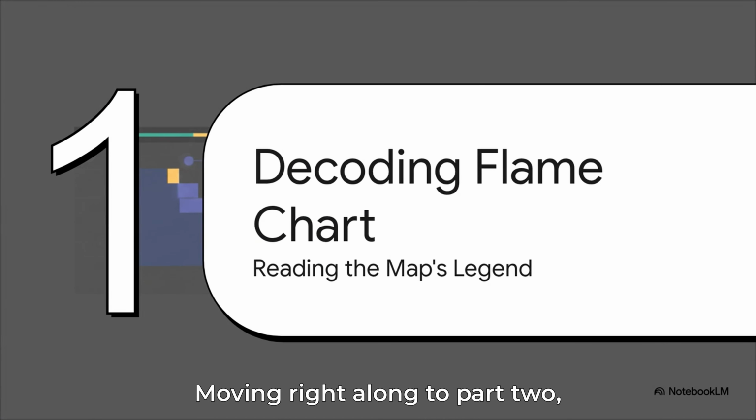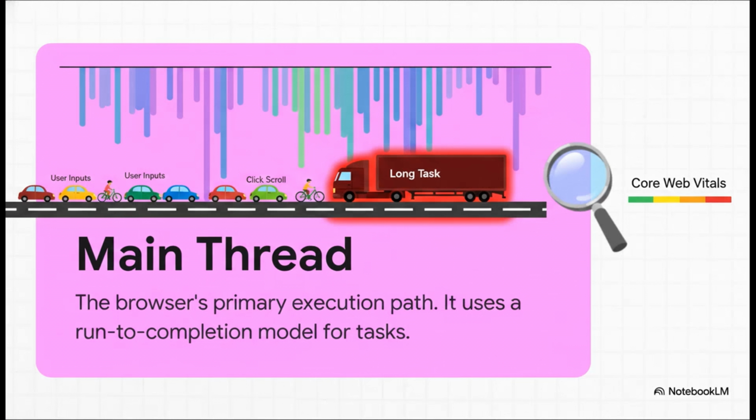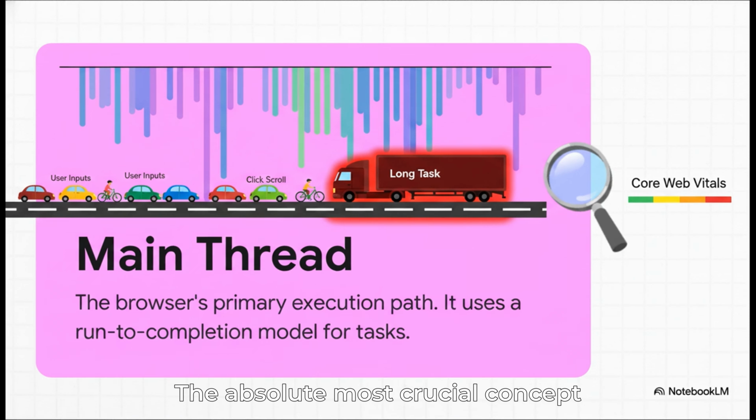Moving right along to part 2, decoding the flame charts and reading the map's legend. So, you click stop, and bam, DevTools hits you with this overwhelming wall of data. Do not panic. We're going to calmly look at just one piece of this map at a time. The absolute most crucial concept here is the main thread. This is the primary battleground for web performance. Think of the main thread like a single-lane highway.